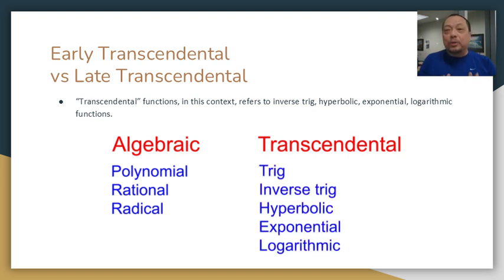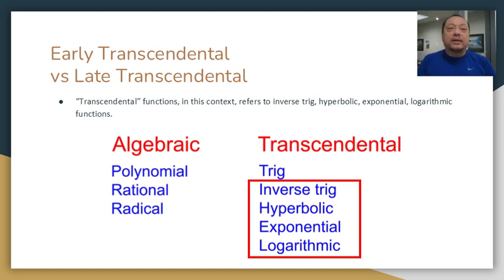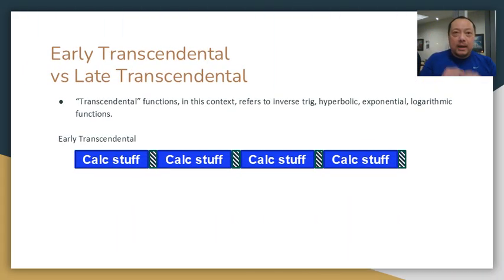However, when a textbook says calculus early transcendentals or calculus late transcendentals, they are referring specifically to inverse trig, hyperbolic, exponential, log functions. A class or textbook that is calculus early transcendental looks like this, where the part with the cross shades represent transcendental functions. You're learning the calculus and you're applying it to all functions, algebraic and transcendental, as you go along.